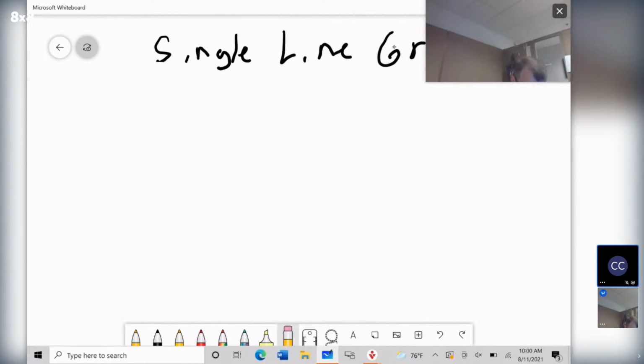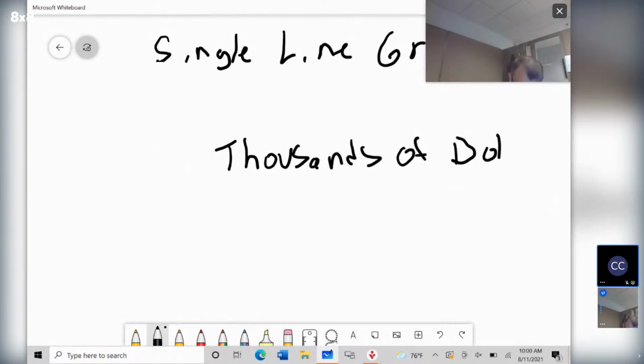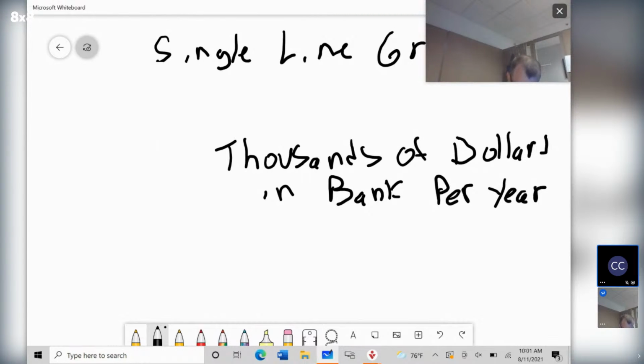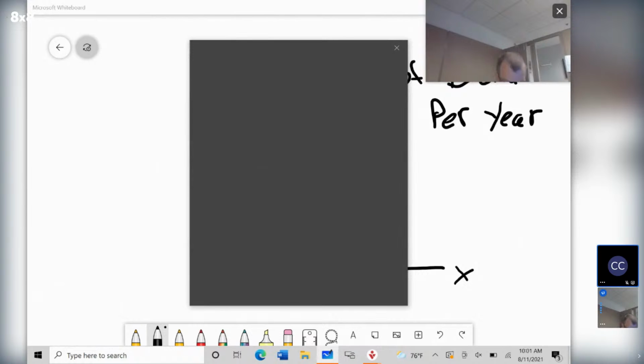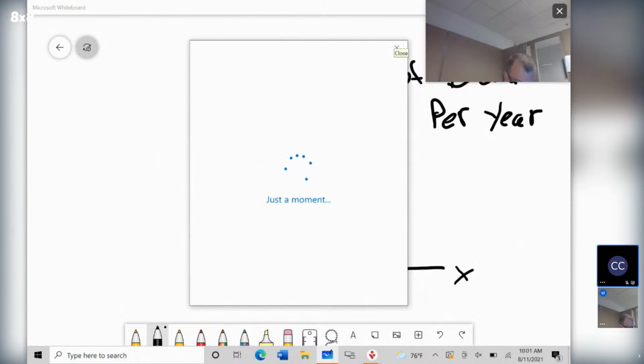It's going to be thousands of dollars in bank per year. And then we're going to have, like I mentioned, the Y and the X. So what this graph is going to look at is the amount of thousands of dollars in the bank each year.